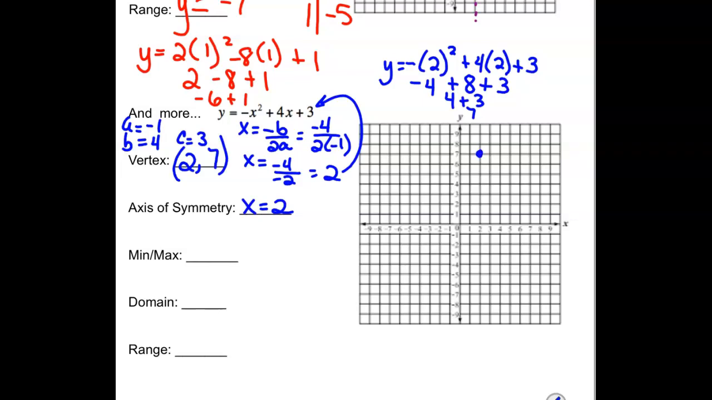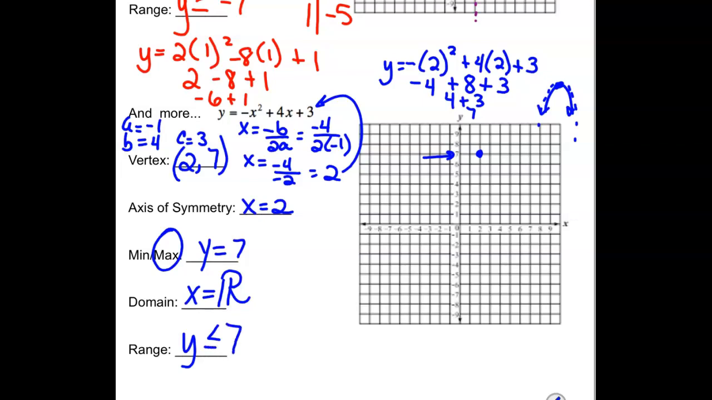And because my A value was negative, I know that this is going to open down. So I should see a parabola that looks like that. That means my vertex here is going to be a maximum, and the highest value for it was 7. I'm at 7 right there. My domain is always all reals, and my range, since my y values are going to go down from there, I know that y has to be less than or equal to 7.